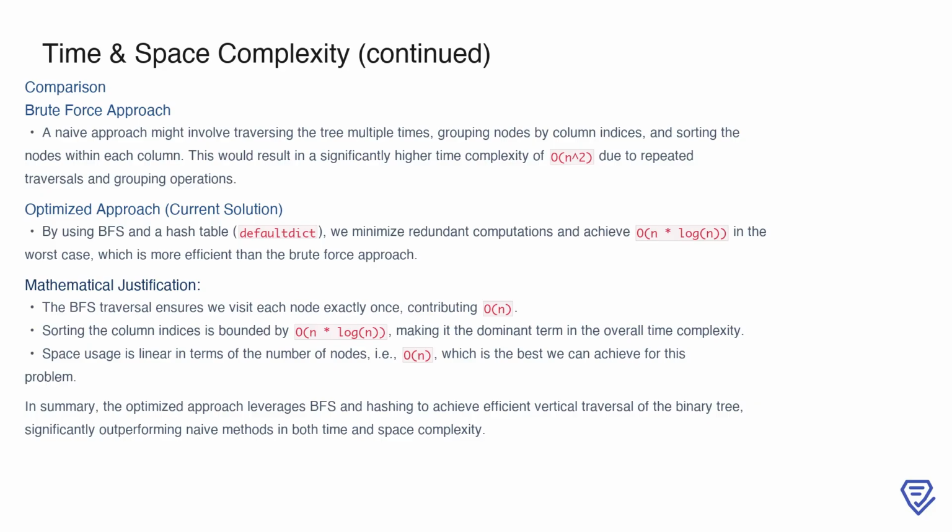Moreover, the space complexity is linear, i.e., O(n), as the algorithm uses only the necessary data structures to store nodes and column indices. This combination of efficient time and space usage makes the optimized solution significantly better than naive methods for vertical order traversal of a binary tree.